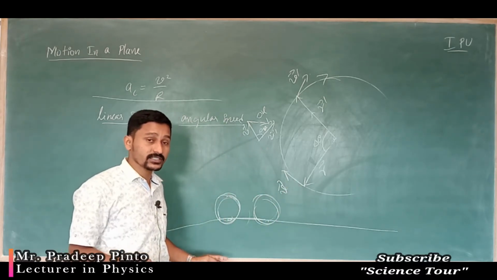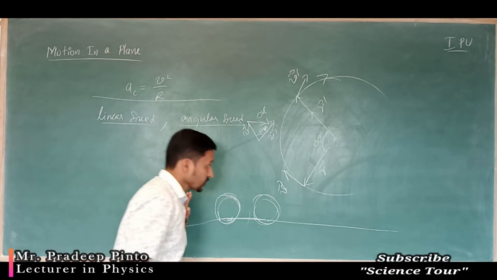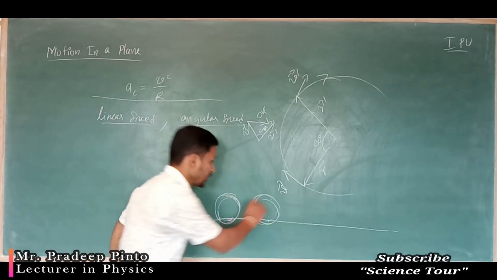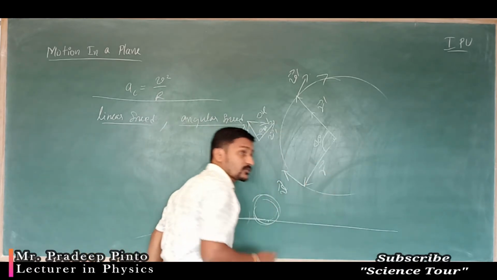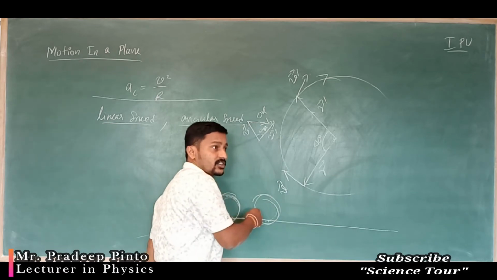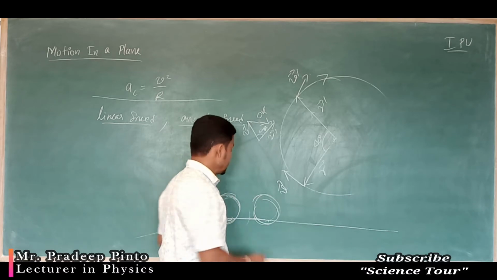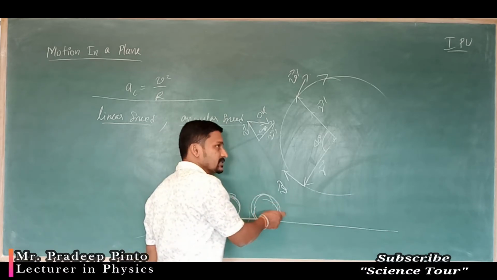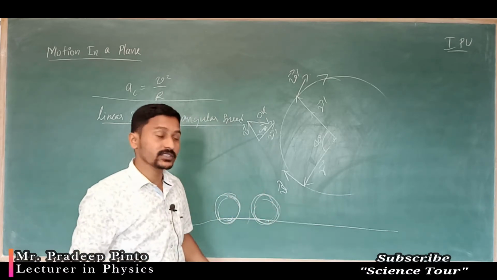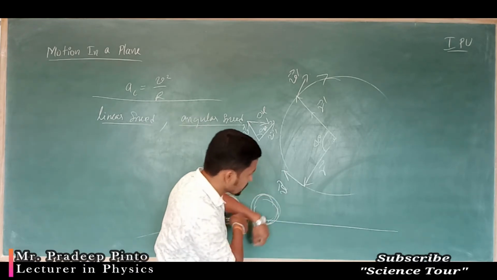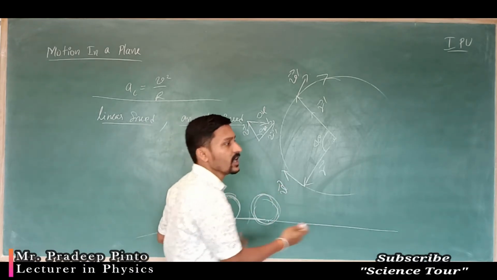Now, in what way has the 360 degrees changed? If the 360 degrees change happens in 1 second, the linear speed is fast, so the velocity is also more. If it takes 10 seconds for 360 degrees, it is a little less. If it takes 1 minute to rotate 360 degrees, it is even less.